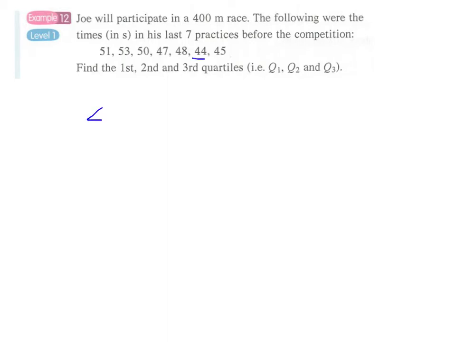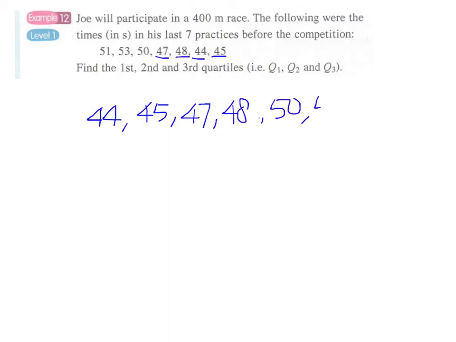So we start with 44, and then 45, 47, 48, 50, 51, and 53. And so we have Q2. Q2 is actually the median. That is the data at the middle. Therefore, we have 1, 2, 3, 4, 5, 6, 7 data. So the middle one will be 48.